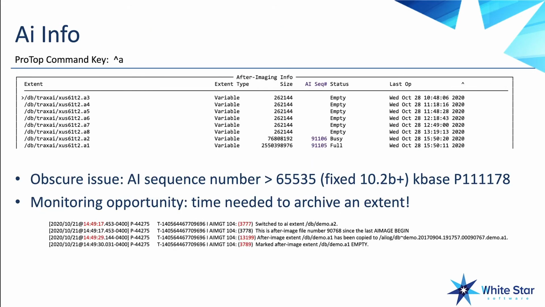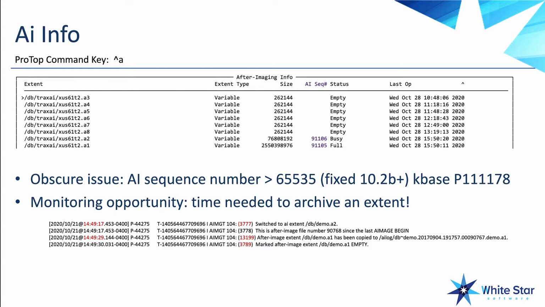The After Imaging info screen, reached with Control-A, shows details about the size and the status of after-image extents. This is a post-10.2b database, so we don't need to worry about the sequence number. But something that's very interesting to pay attention to is the time needed to copy a full extent to the archive location before it gets marked as empty. On poorly performing disk subsystems, this time can start to cause problems, potentially resulting in locked extents or a stalled database. In this case, 12 seconds to archive the extent is good. 5 minutes would have been pretty ungood.